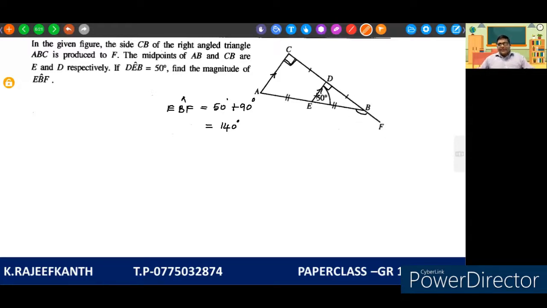Right? 50 plus 90 degrees is equal to 140 degrees, because AC and ED are parallel by the midpoint theorem. So if these two lines are parallel, then these two angles are corresponding angles and equal. If you want to find the exterior angle of this triangle EBD, we add the magnitudes of the interior opposite angles. So 50 plus 90 is equal to 140 degrees. Then next one.